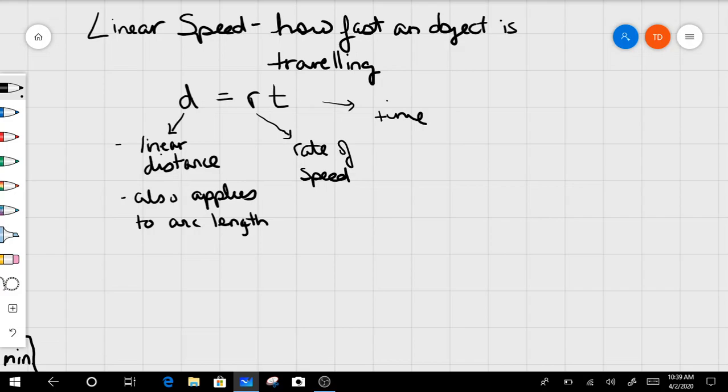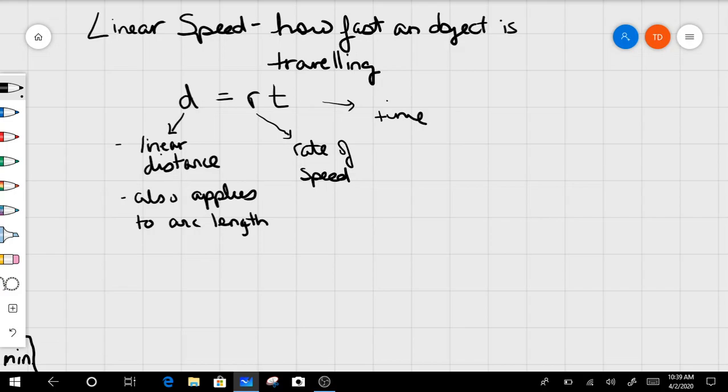Thankfully for us, arc length is considered a linear distance. Even though it's a circular path, if you took a piece of string and laid it around that circular path, because we're talking about the circumference of the circle, that's your arc length, a portion of the circumference. And if you were to lay a string around that and cut it at the exact amount it traveled, you could then take that string and lay it out in a straight line.